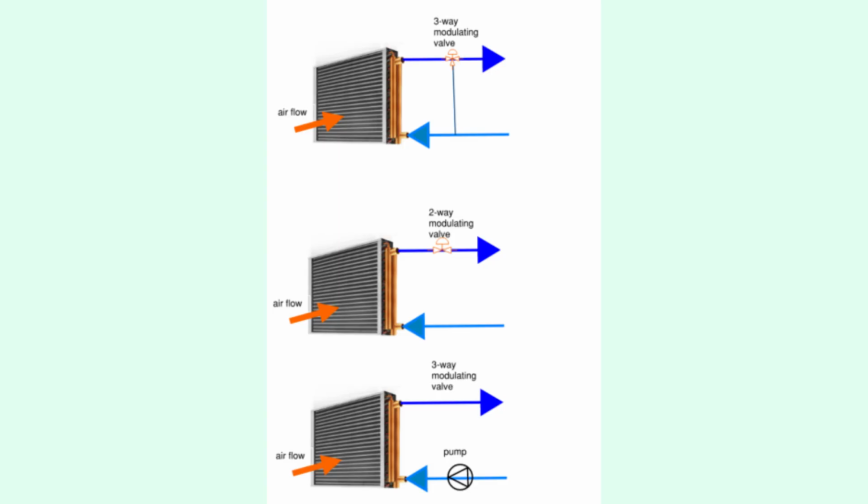A poorly balanced system with oversized coils or bypassed water may suffer from low delta T syndrome, a condition where the temperature difference between supply and return water shrinks, forcing chillers to handle more flow than necessary. That means higher pump power and reduced chiller capacity. Modern system controls constantly monitor delta T and reset flows to avoid this condition.